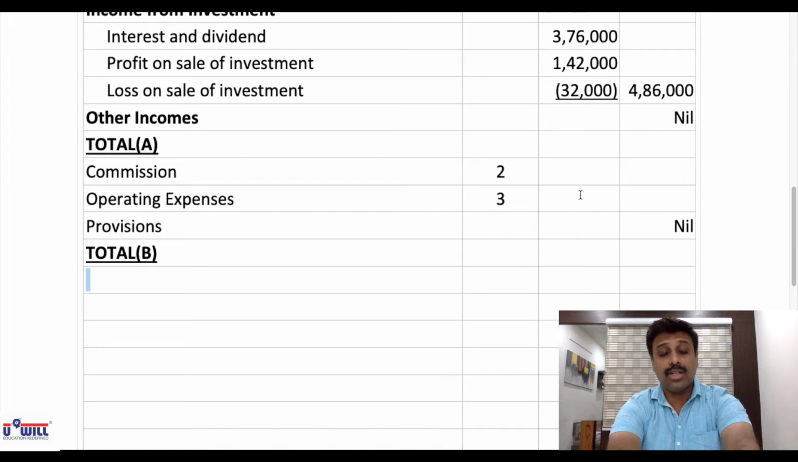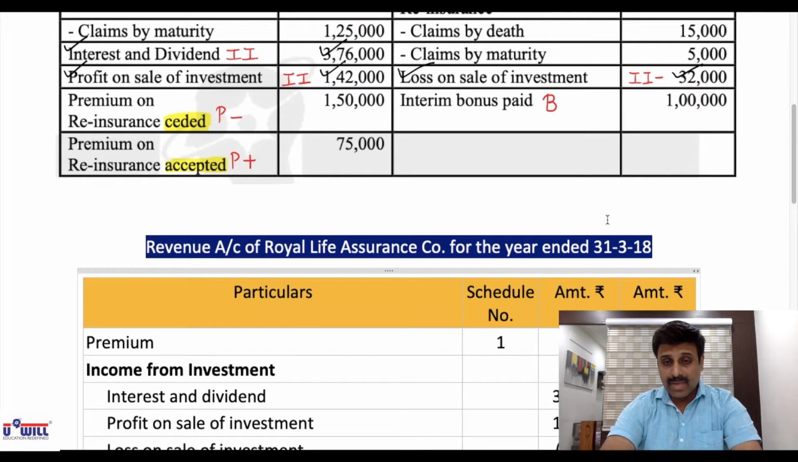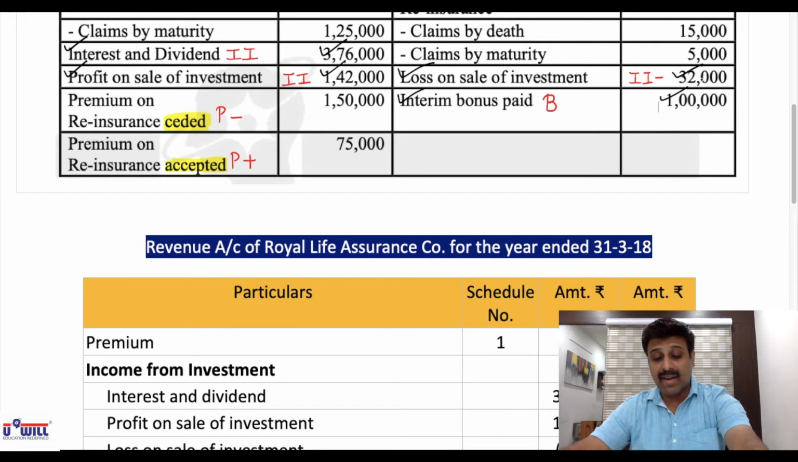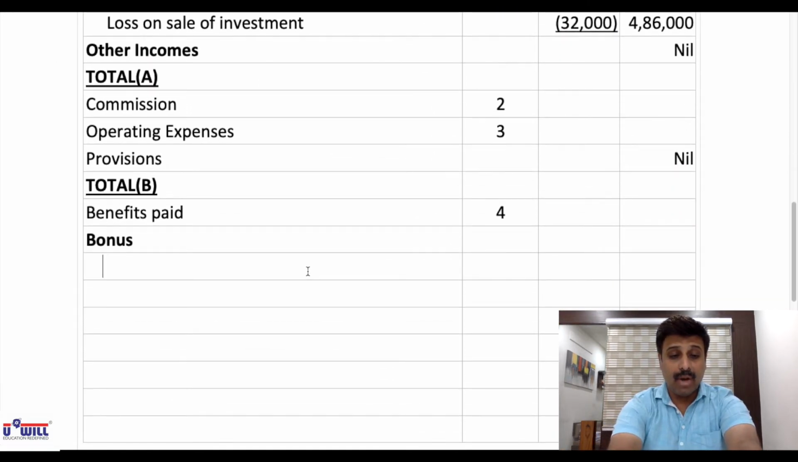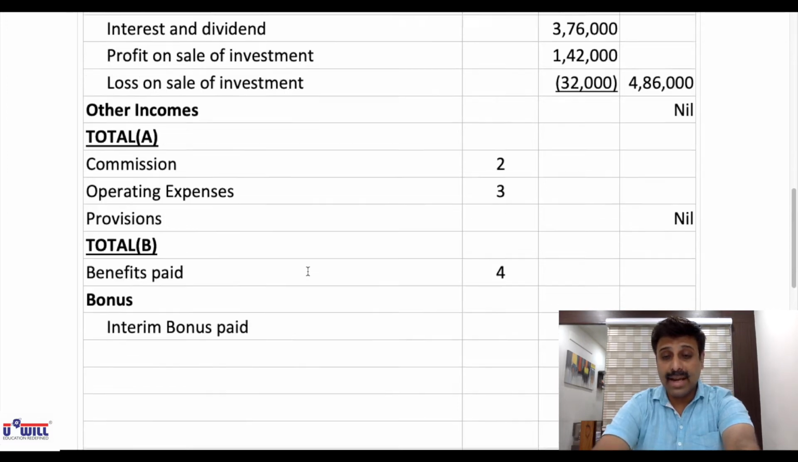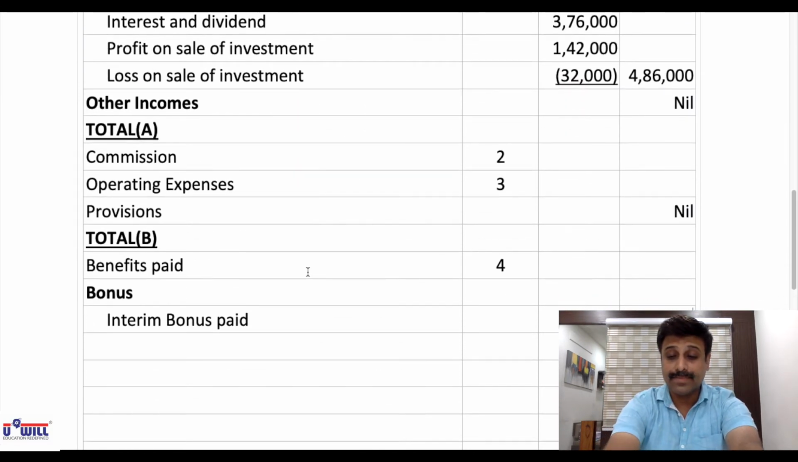Now after the small expenses we will have 3 big expenses. In the 3 big expenses, first we have benefits paid. That we will show in schedule number 4. So right now we keep it pending, and we are going to show it in detail. Then we have bonus. Within bonus we have interim bonus paid. Okay, a B-marked item. So interim bonus paid, 1 lakh. For whichever items we don't have to make a schedule, we'll show them in the format itself. So interim bonus paid, the amount is directly one item only, so in the outer column, 1 lakh.